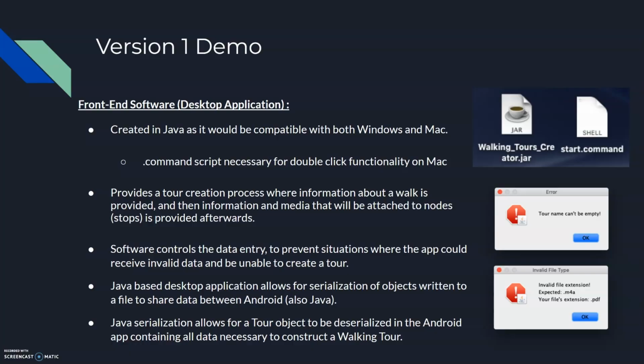And the use of Java allows us to utilize a process called serialization to serialize objects that were created in the desktop application when gathering information about the walk, and to share this data between the desktop application and the Android app. The Java serialization allows for these tour objects to be deserialized in the Android app containing all data necessary to construct a walking tour.